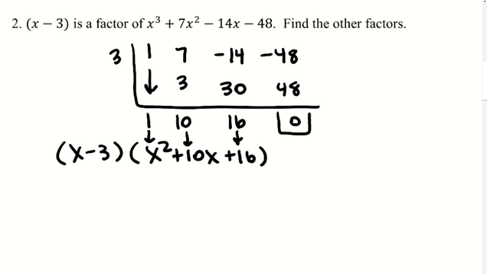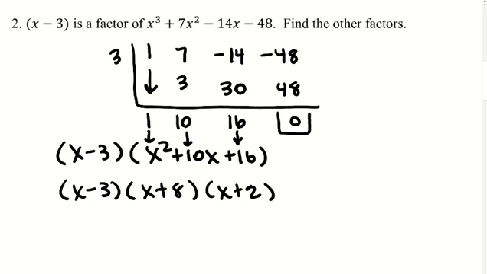Okay. And then you look at x squared plus 10x plus 16, and you can see that this is factorable. So I can say this is x minus 3 times x plus 8 and x plus 2. Okay, so x plus 8 and x plus 2 are the other factors. In a multiple choice setting, it might just say x minus 3 is a factor of this thing, factor the polynomial completely. Something like that.